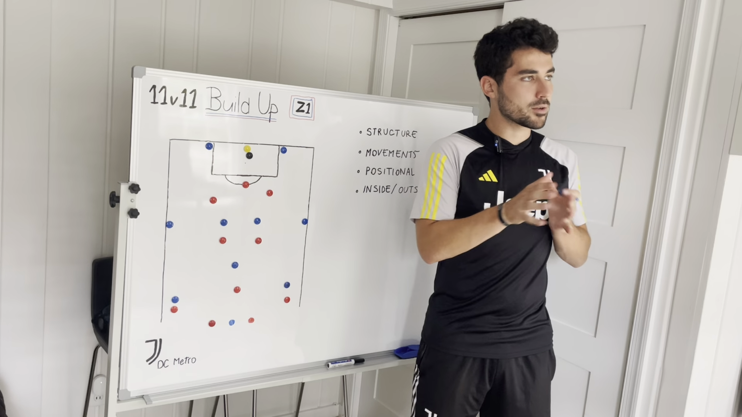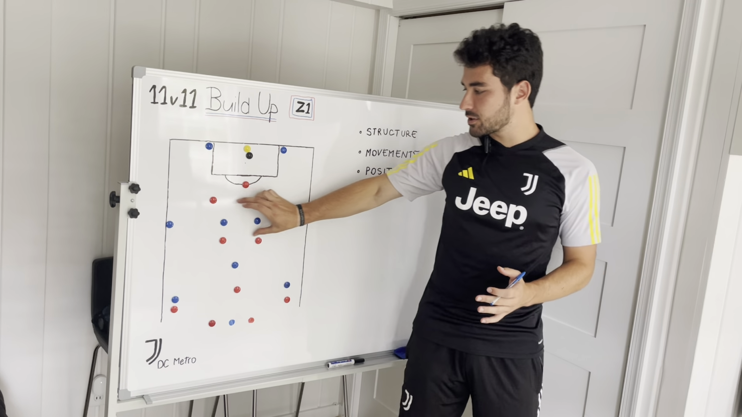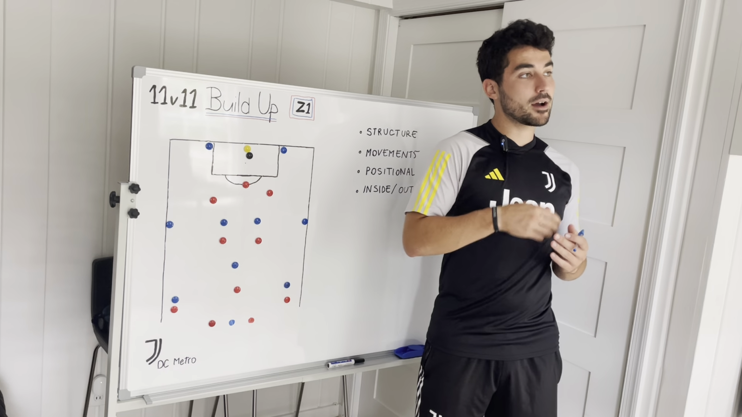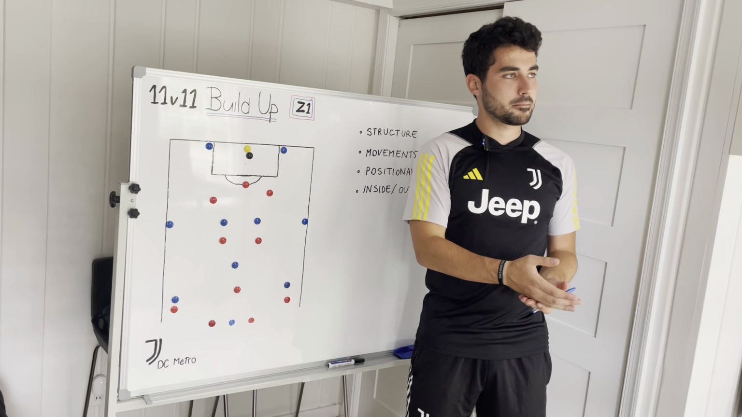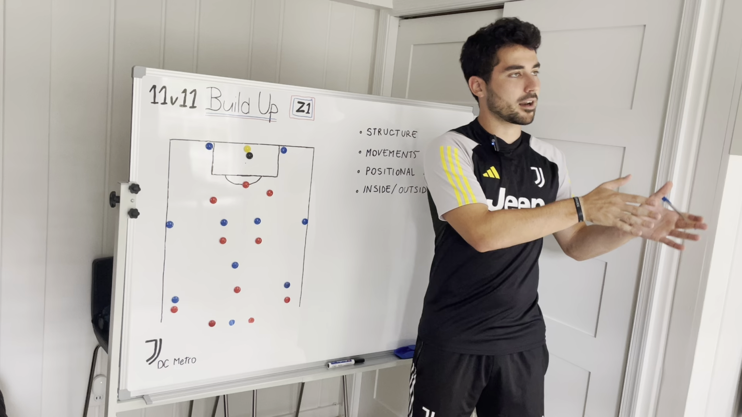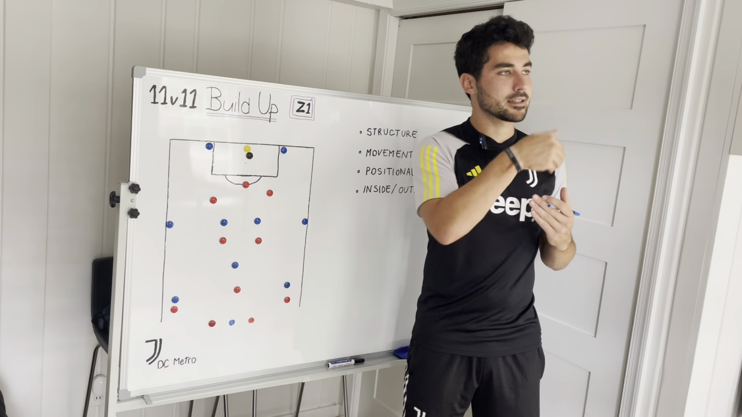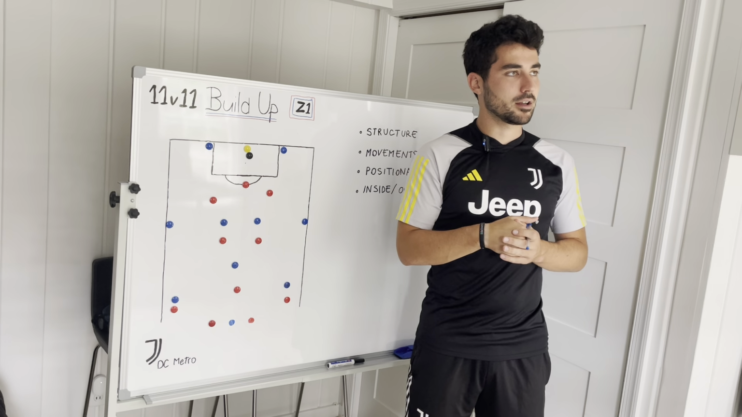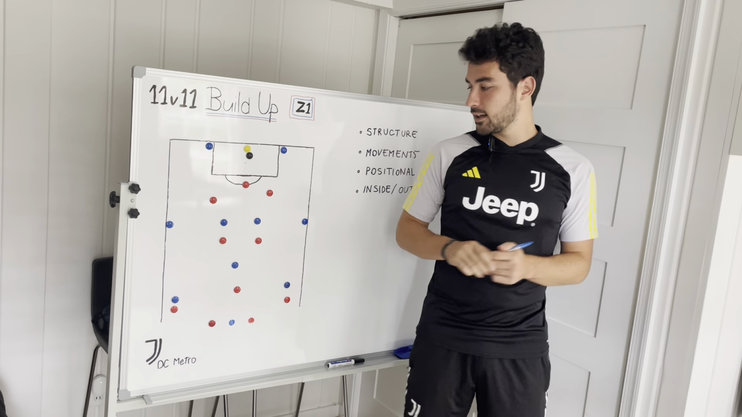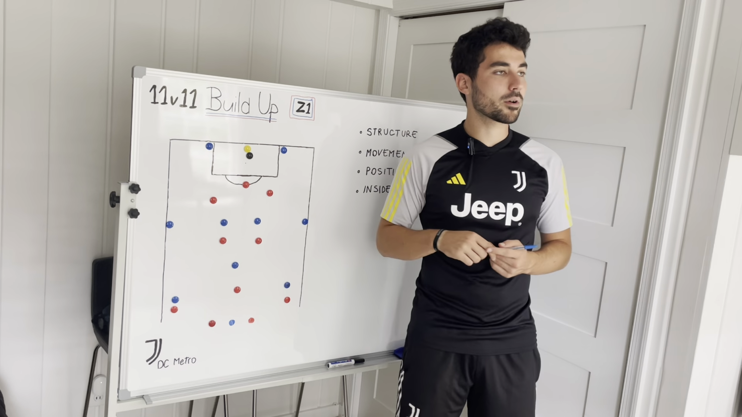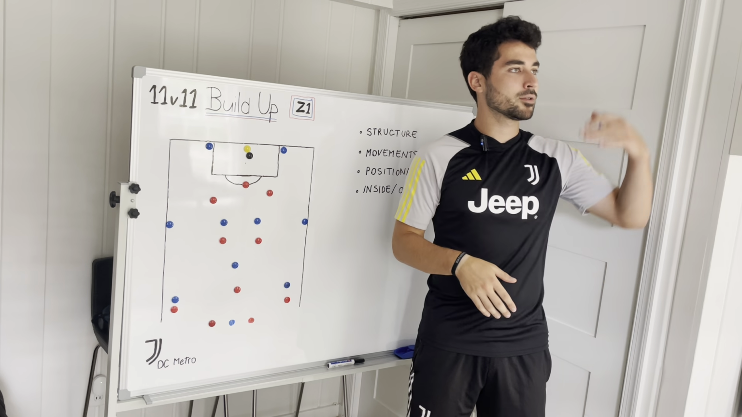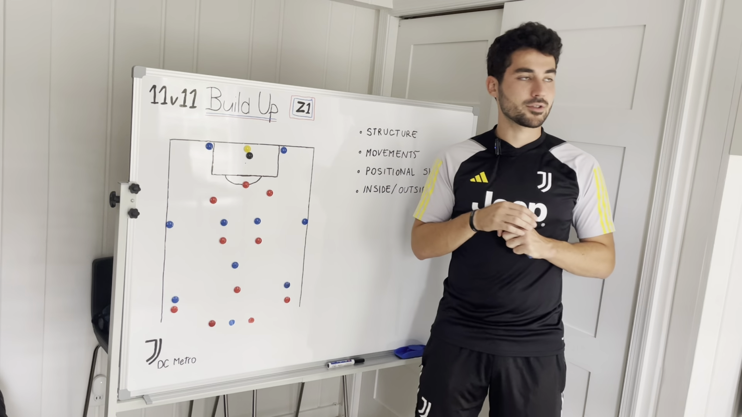As we create width and depth, we also start to see spaces in between the lines that we want to get in and conquer. To be successful in building out of the back, we need to break lines of pressure and conquer the spaces in behind those lines of pressure. The more lines we break, the more spaces in between the lines we conquer, the easier we can go forward and play into zone 2 and eventually attack into zone 3.